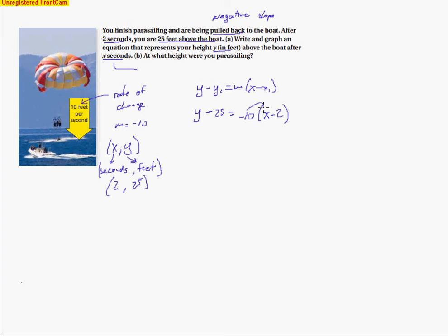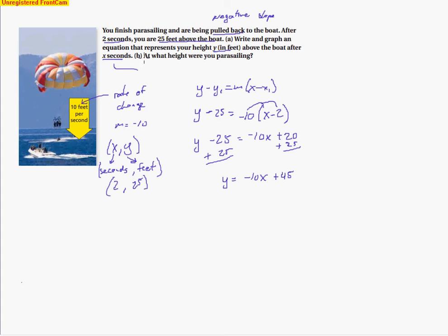So I go ahead and distribute, and I've got y minus 25 equals negative 10x plus 20. So I add the 25 to all sides, and that tells me something. It tells me what the y-intercept is. So y equals negative 10x. This is how fast we're being pulled down, 10 feet per second. And I have a 45 as the y-intercept. So let's see what it says.